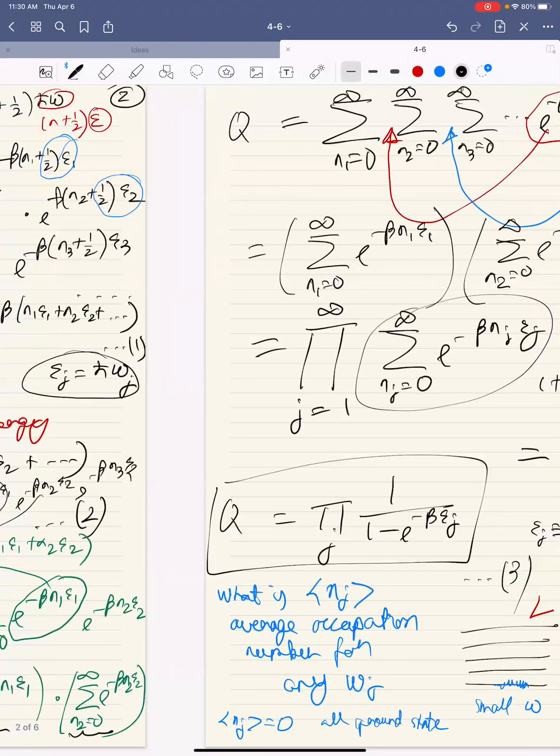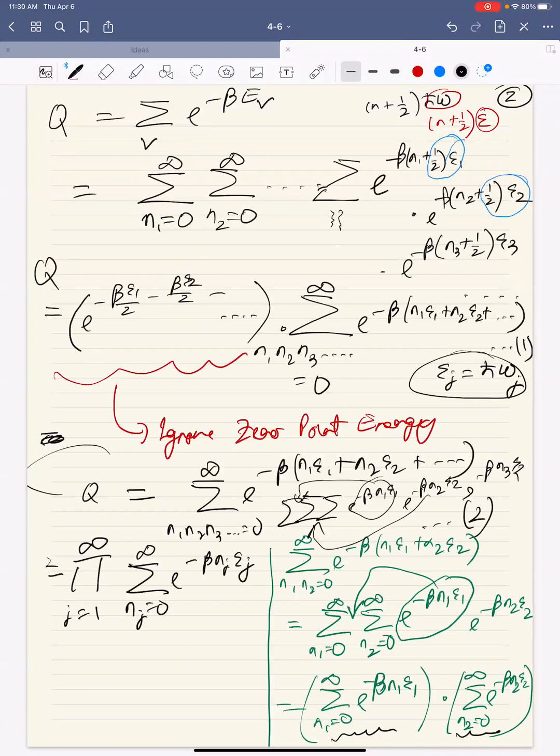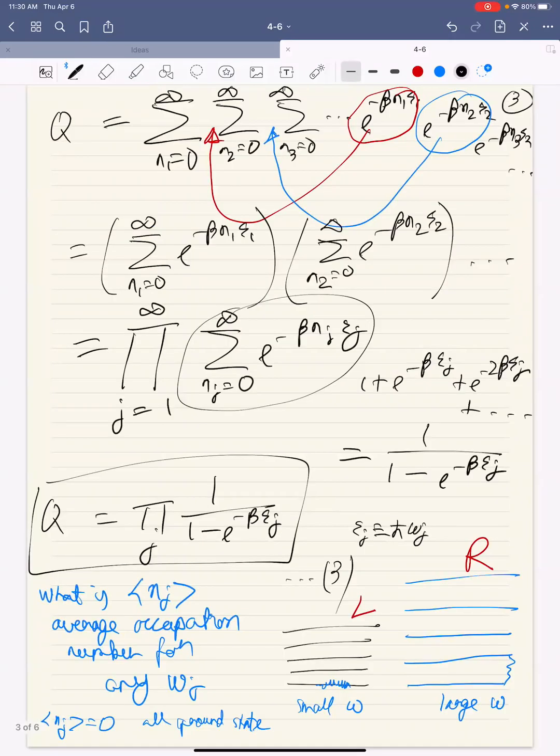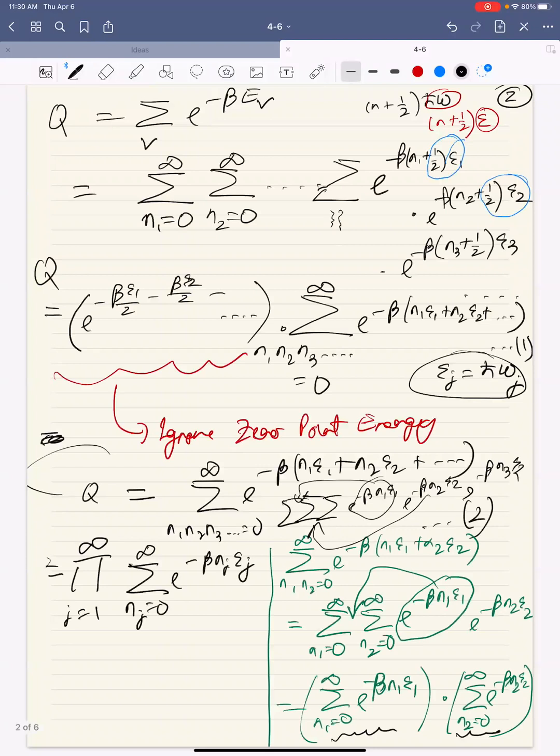If we look at equation number 2, this one over here, equation 2 says that Q is equal to the product over j from 1 to infinity of, let me write down the summation explicitly, it's useful, e to the power minus beta n1 epsilon.